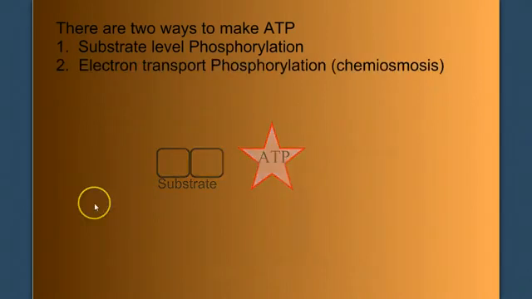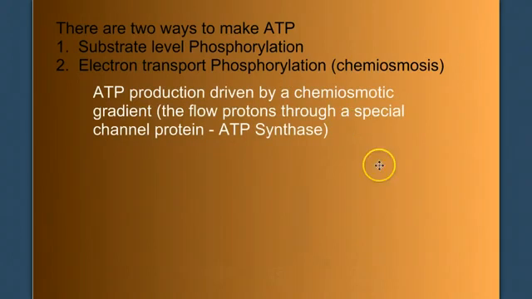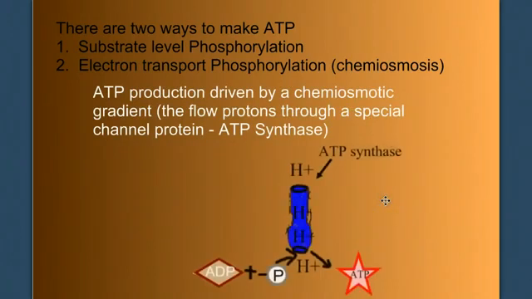In electron transport phosphorylation, production is driven by a chemiosmotic gradient, the flow of protons through a special channel protein that we call ATP synthase.